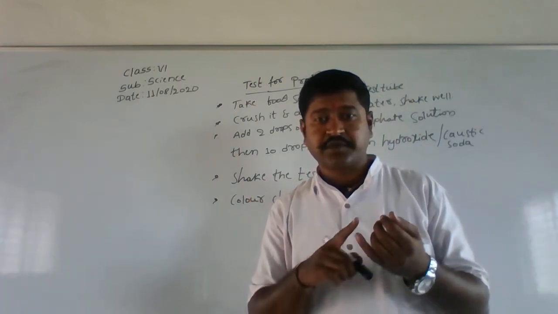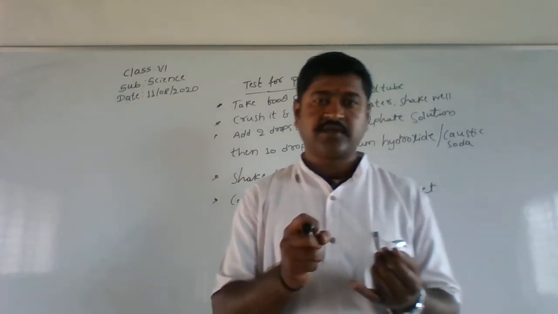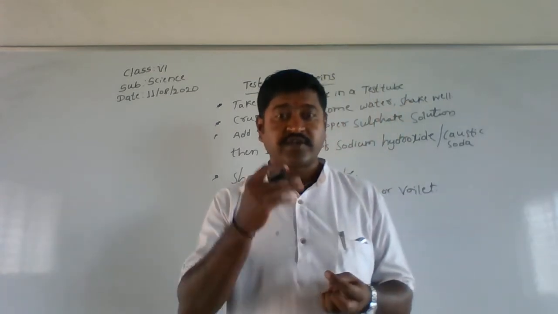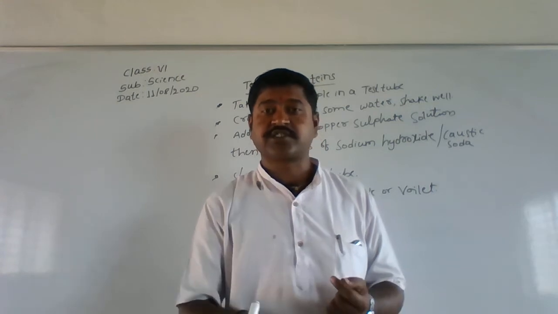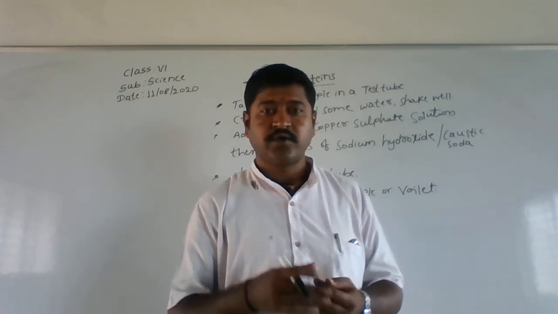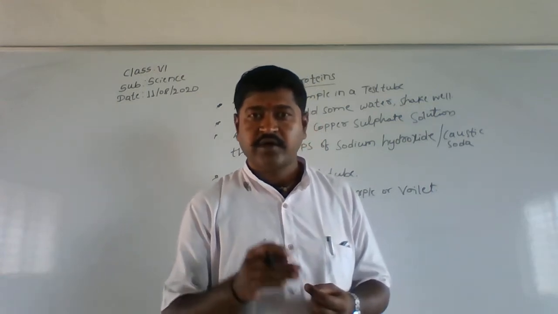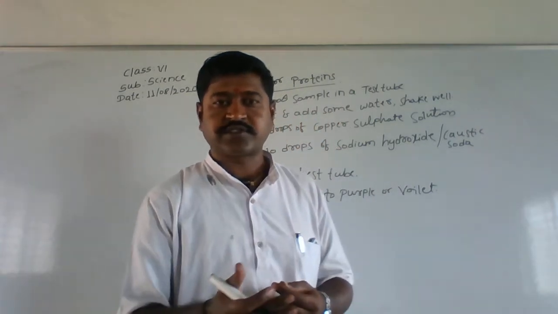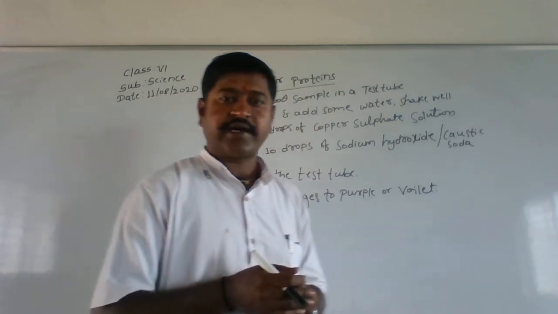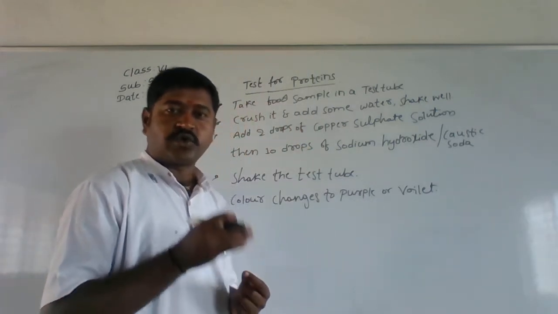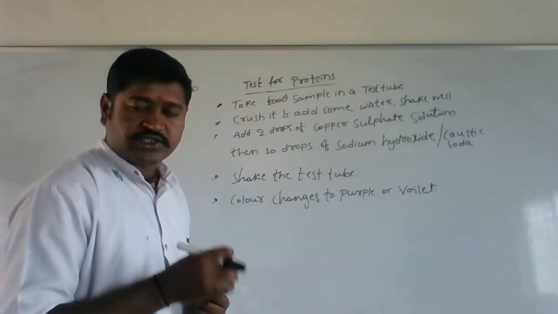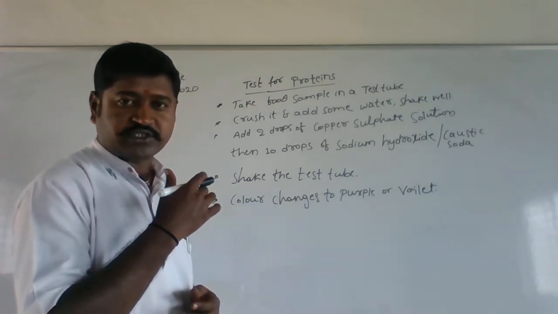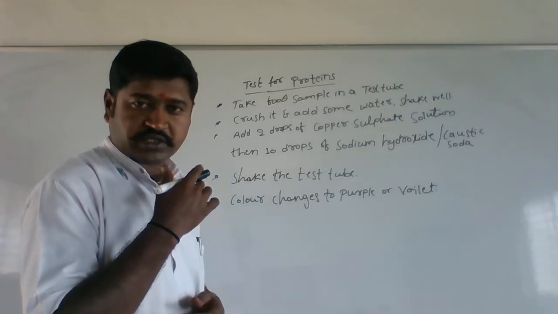So what we did, first we took the food sample, then we crushed it and we added water to it, then we shook that test tube. After shaking the test tube, once water is mixed, we added 2 drops of copper sulfate solution. After that, again we have added 10 drops of sodium hydroxide or caustic soda solution to it.